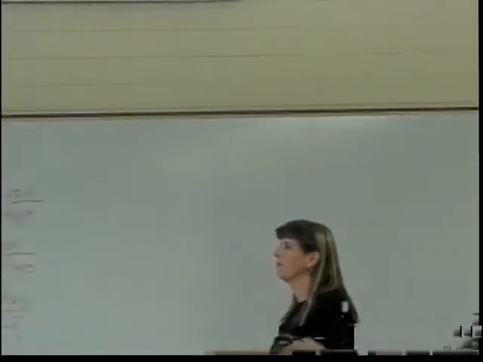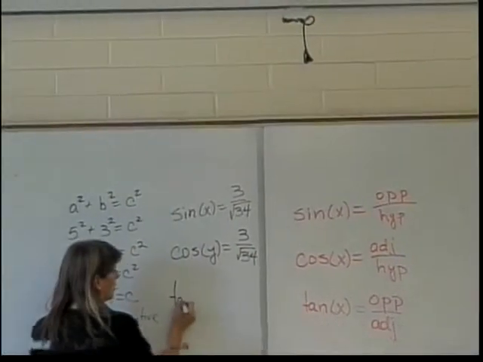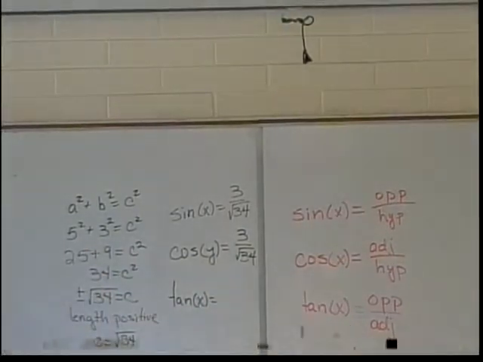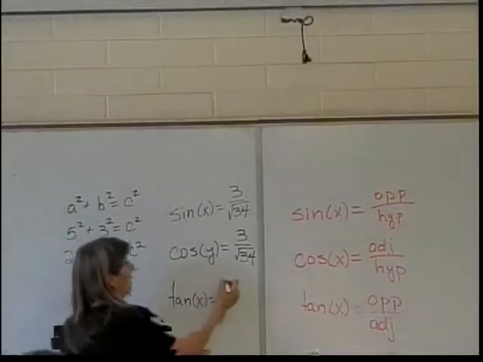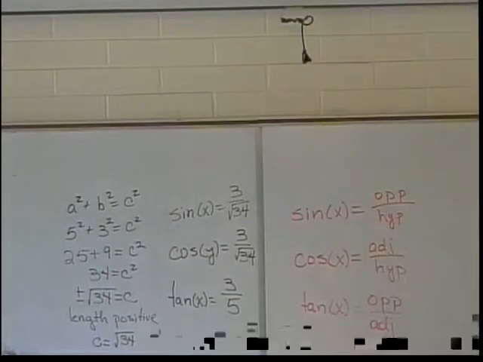What's the tangent of x? Got 2 votes for 3 over 5. What do you guys think? Yeah? Going for that? And back to having x, it was the opposite over the adjacent, so 3 over 5. So yep, I'm going for 3/5. See, that's not hard.